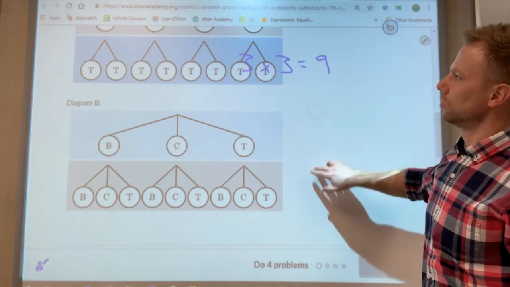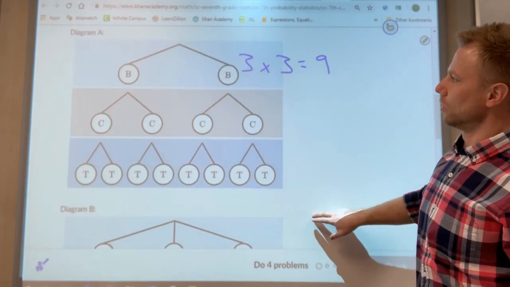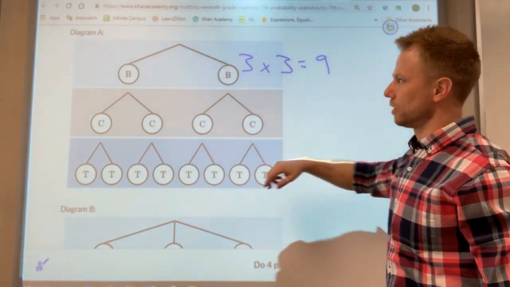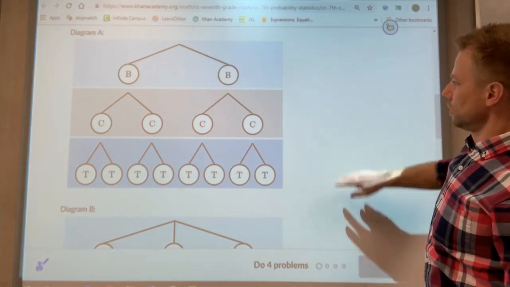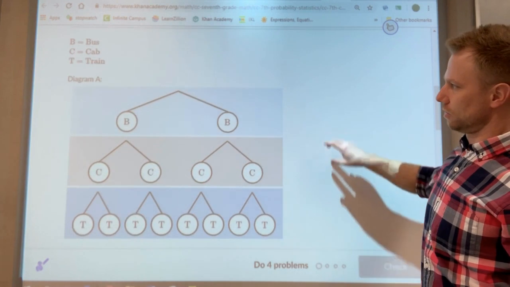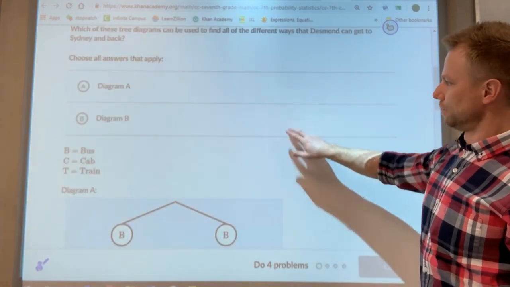That's why there's 2 rows. This one actually has 3 rows, which doesn't make sense because he's only picking twice. He's not picking 3 times. Okay, so the only one that gives us the right number and the right combinations is diagram B.